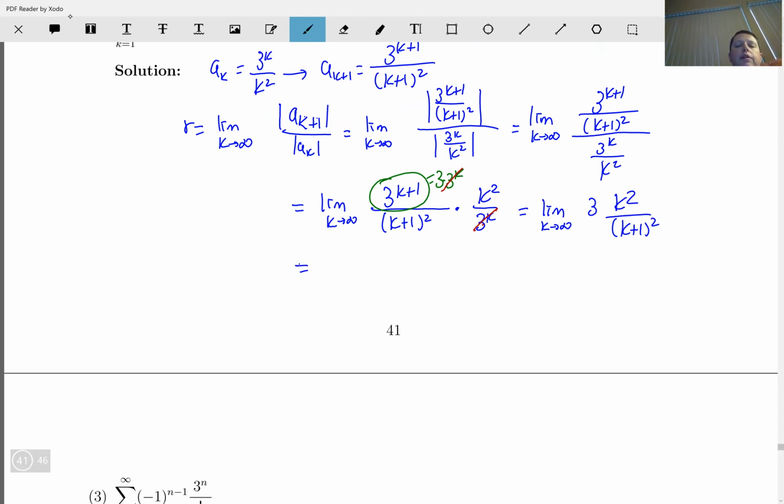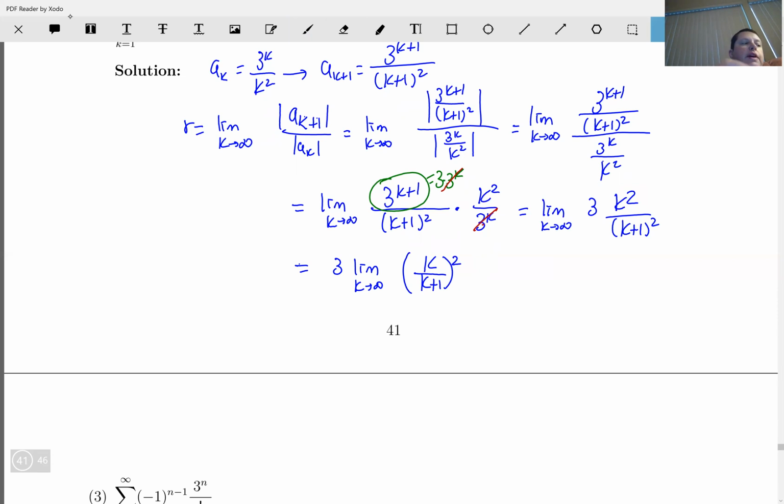So we can write this as 3 times the limit as k goes to infinity of k over k plus 1. My brain and the pen are not playing well together. All right, come on. Right, we could put everybody under 1 square root.